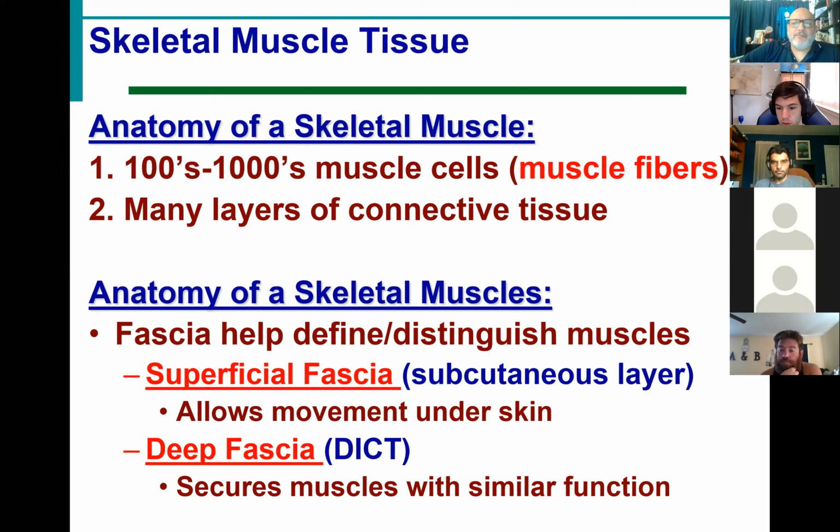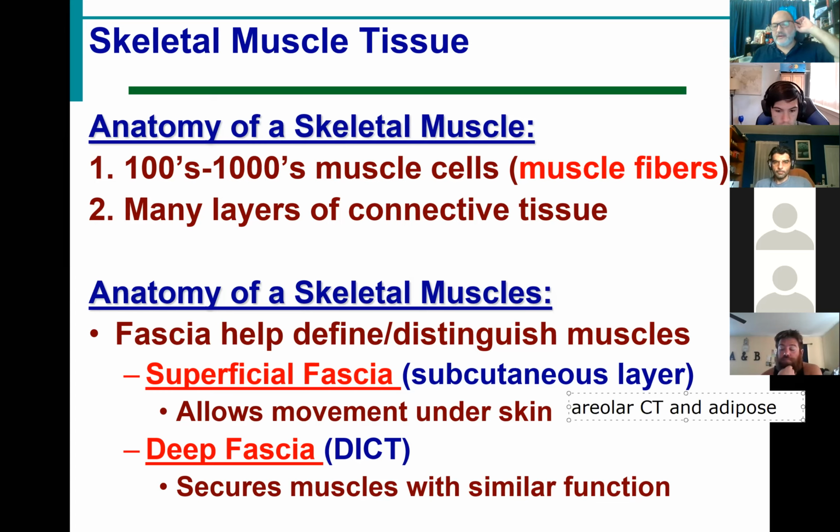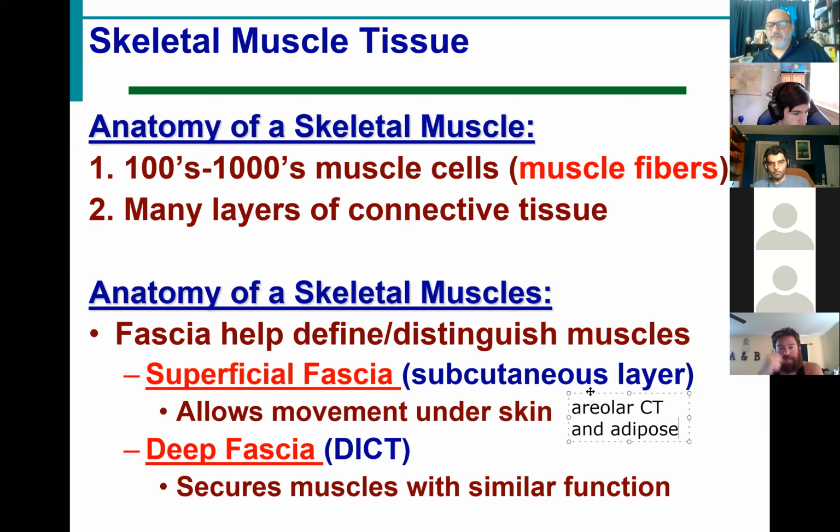Remember, as we talked about, our skin is only loosely connected to our muscles, so that as we contract our muscles, those muscles can change shape underneath the skin and move more freely without putting too much tension on the skin itself. That, remember, is primarily areolar and adipose tissue. So we have that areolar connective tissue and adipose acting as the superficial fascia, but also individual muscles have that deep fascia that wraps around them and holds them in place.